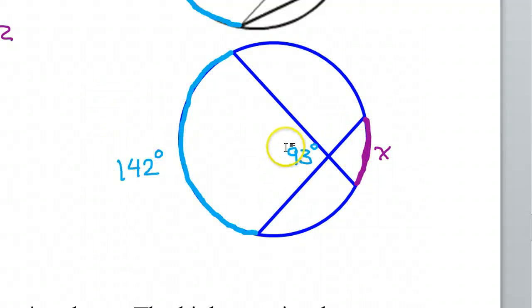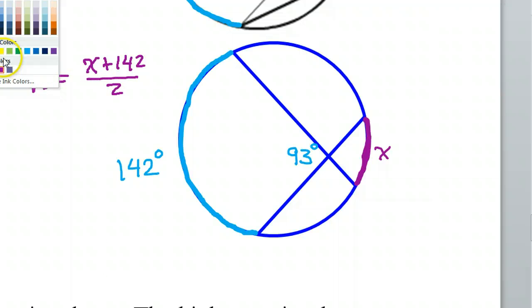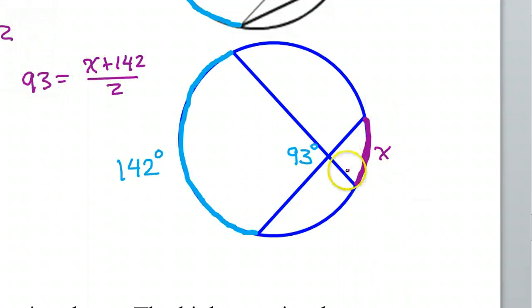Okay, so the angle is 93 degrees. So if I go ahead and do that formula, it's going to look like this. Angle equals arc plus arc divided by 2. It doesn't matter which comes first, the big arc or the small arc. Addition is commutative, so you can write it either way. But I need to solve this so I can find the small arc. So I will multiply both sides by 2, so these will cancel out.